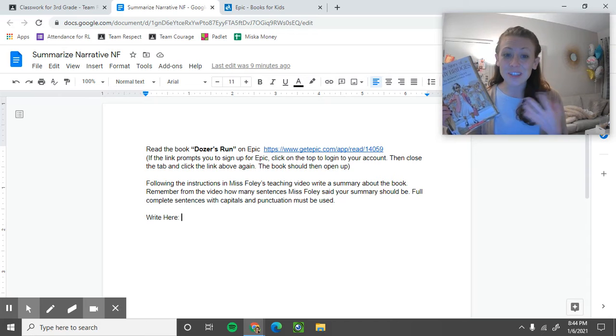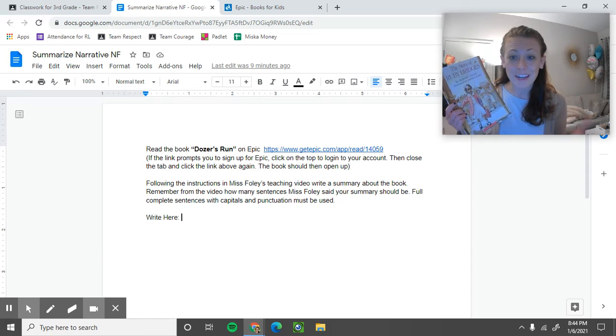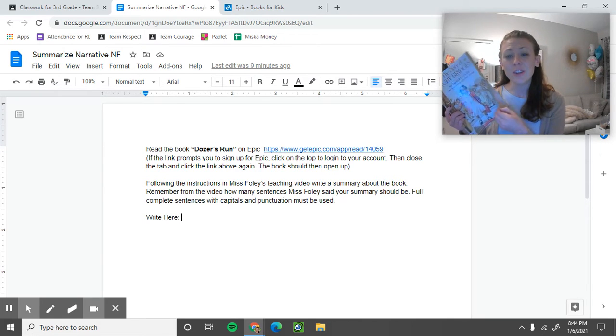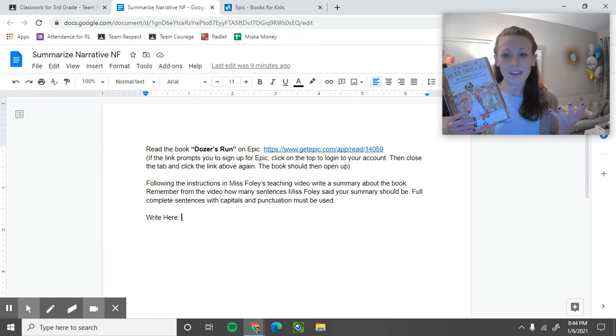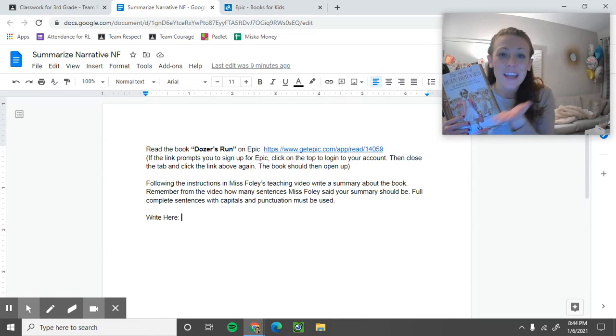Just like the book Dozers Run that you're going to be reading, this book is narrative nonfiction, which means it's all real, true information. Even though it doesn't have real photographs, they're illustrations, it's still nonfiction. It's still real, true facts, but it's told in a narrative format, not boxes and bullets. It's a story, so there are events that happen in order: first, next, then last.